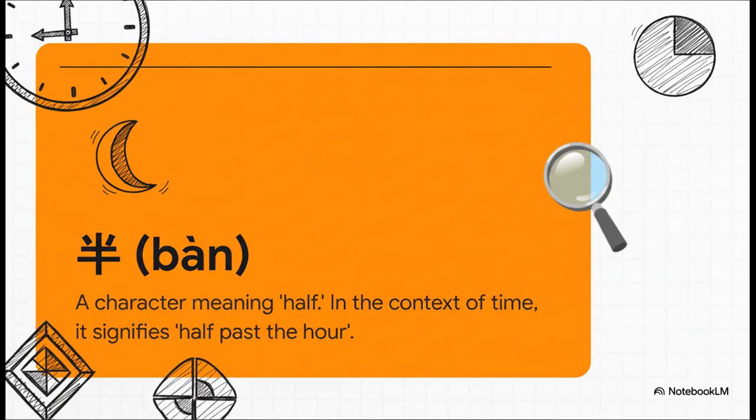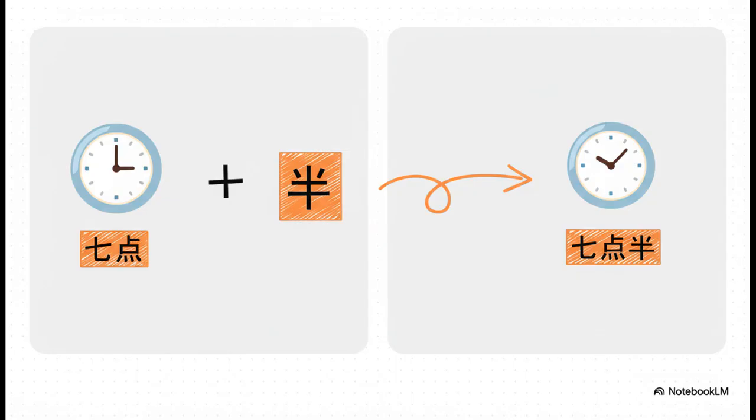And here's a little tip. If you look at the character, it kind of looks like something split right down the middle, which can really help you remember it means half. And this slide just illustrates that logic perfectly. Take a look at the comparison here. On the left, we have our base, qi dian, 7 o'clock. Now to say 7:30, you just tack ban right on the end. It becomes qi dian ban, 7 o'clock half. See? It's just so beautifully logical.